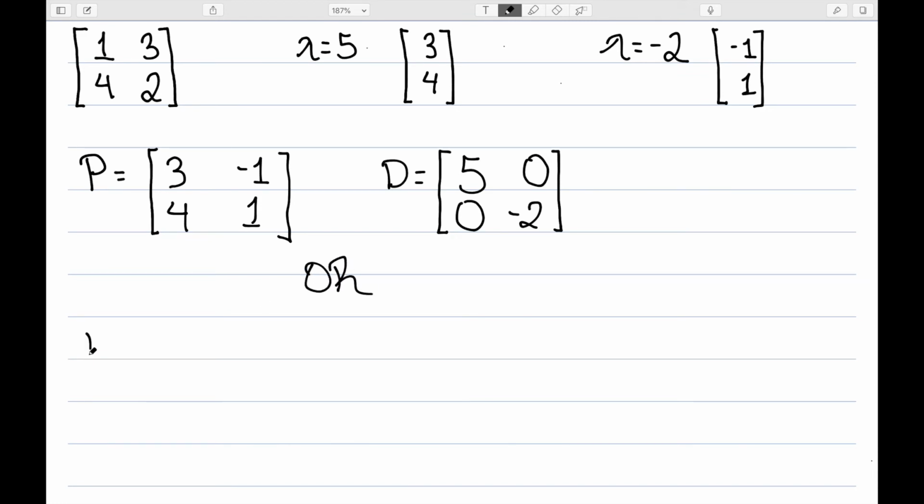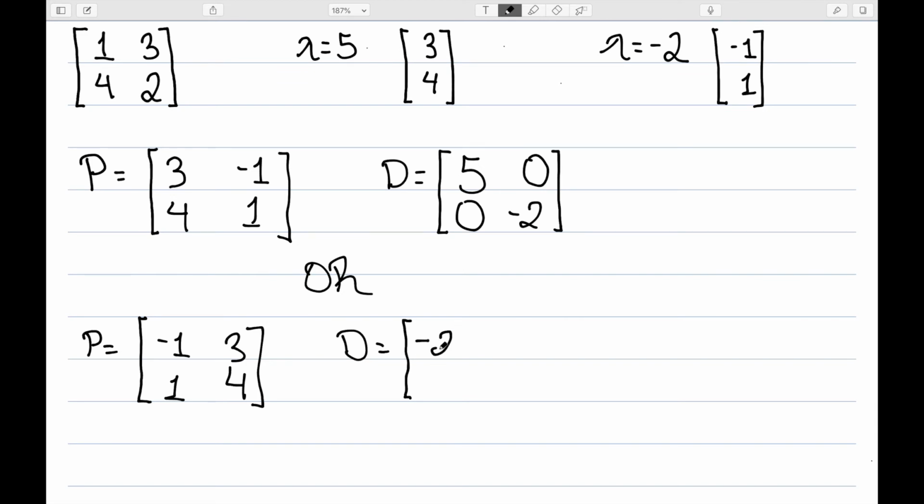In here, order of P does not matter. So if I want to, I can write this vector in the first column as negative 1, 1, and 3, 4 in the second column. However, the order for D matters. The fact that I used negative 1, 1 here corresponds to an eigenvalue of negative 2, so that should be the first entry in this diagonal matrix. 3, 4 corresponded to lambda equal to 5, so that will be the second entry. So it doesn't matter which order you put your eigenvectors in as long as the eigenvalues are put in the same order.